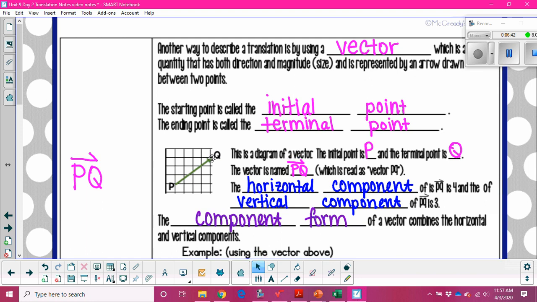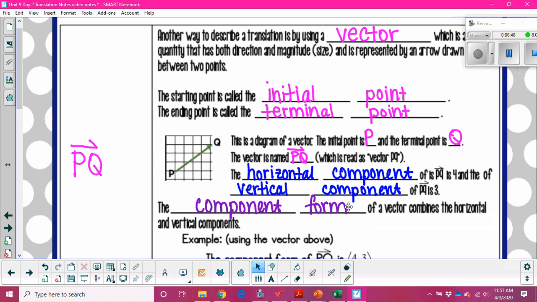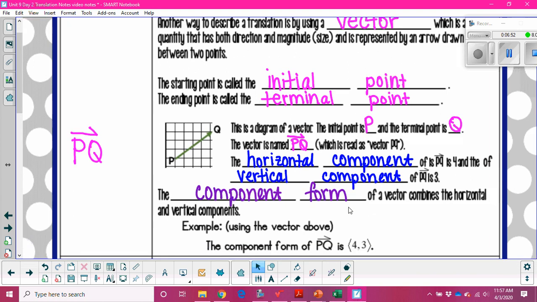Okay, so there's a special way to write a vector, and it's called the component form. It combines the horizontal and vertical components. So if we're looking at vector PQ, you would write it in these pointy brackets. The horizontal component would come first, so the first number would be 4. The second number, the vertical component, would be 3.